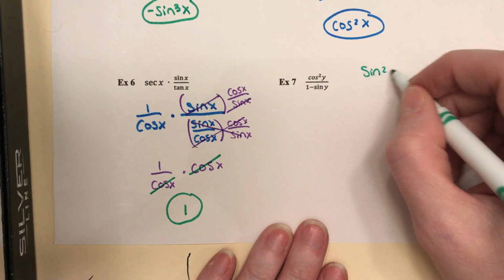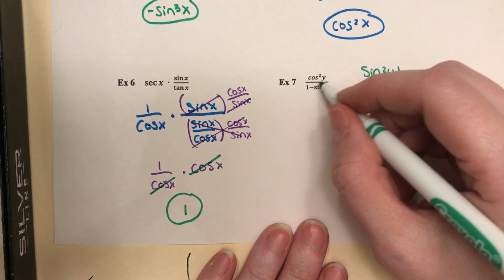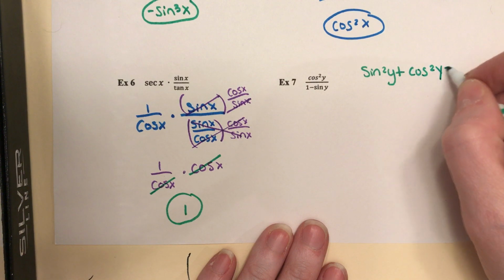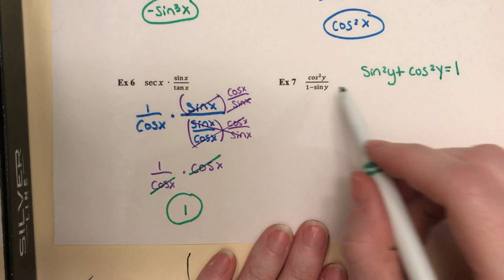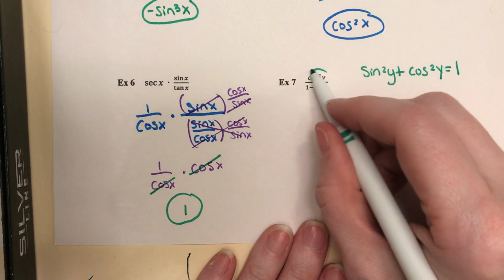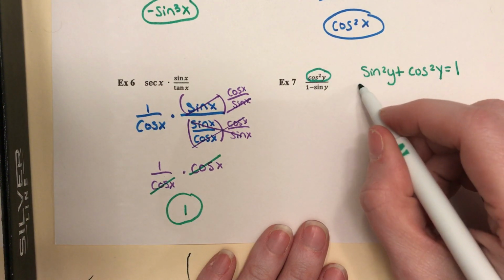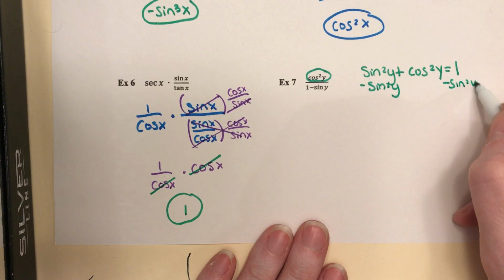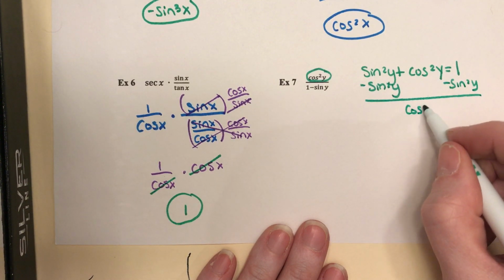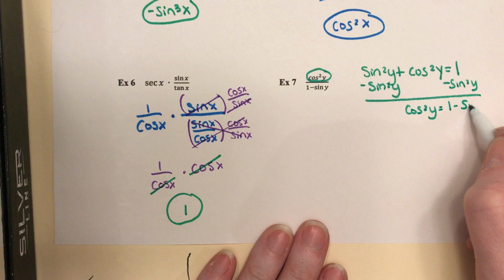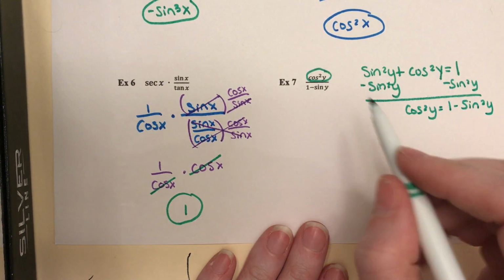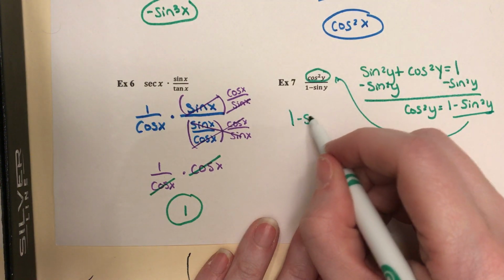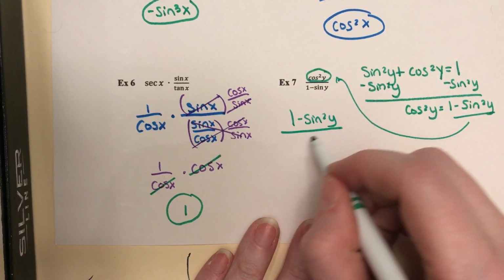Sine squared. I'm going to use y for this one because that's our variable. Plus cosine squared equals 1. So I'm going to solve for cosine squared since that's what I want to convert. So I'm going to move this sine squared over to the other side. And I'm going to plug this in. 1 minus sine squared y.